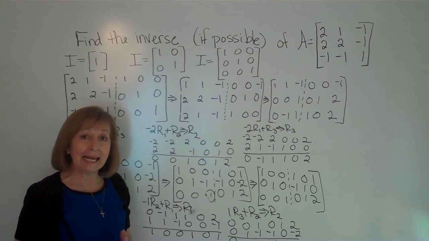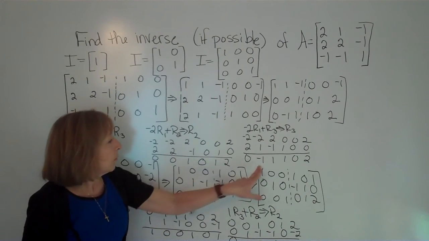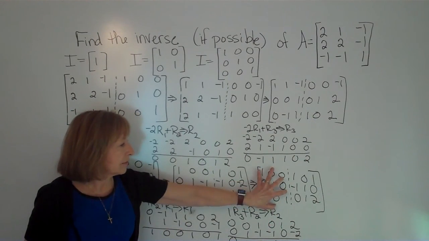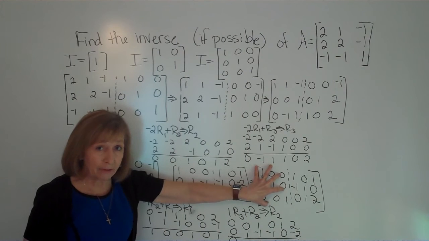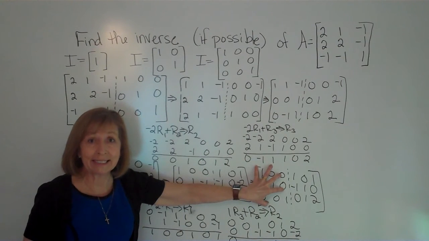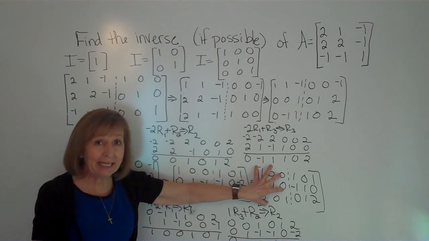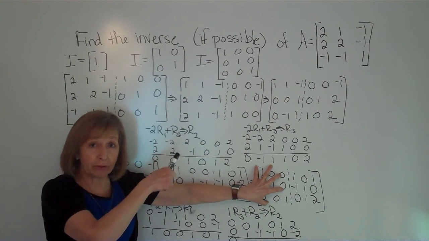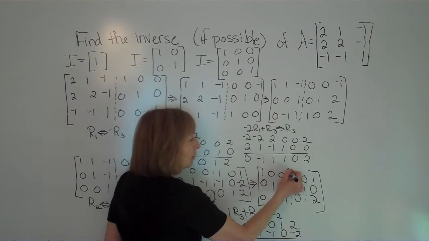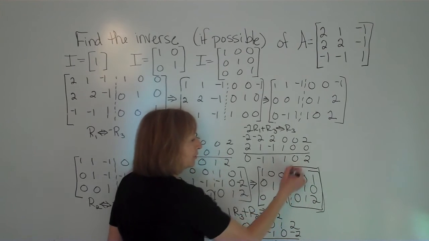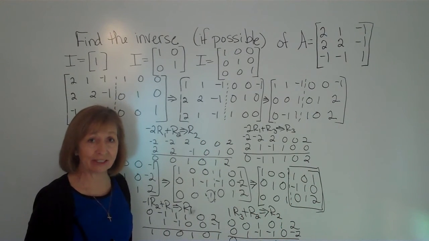So I was able to get my 1's down the main diagonal, 0's everywhere else, so I was able to transform the left of the dashed line into the identity. So that means that my original matrix is invertible, and its multiplicative inverse is the matrix that's now to the left of the dashed line.